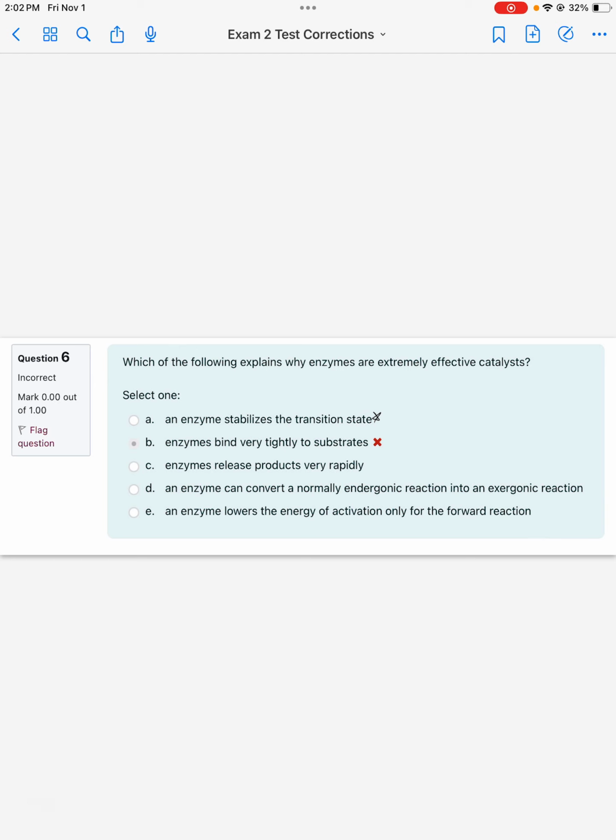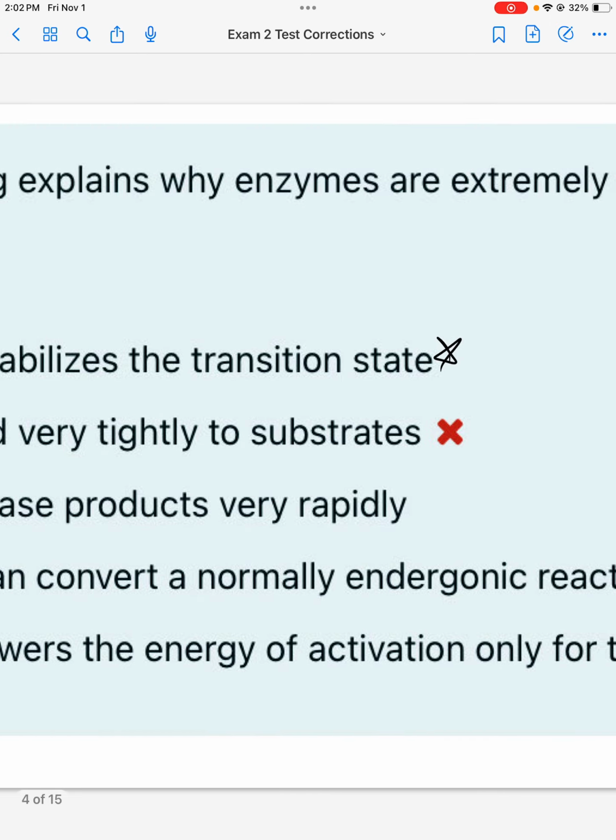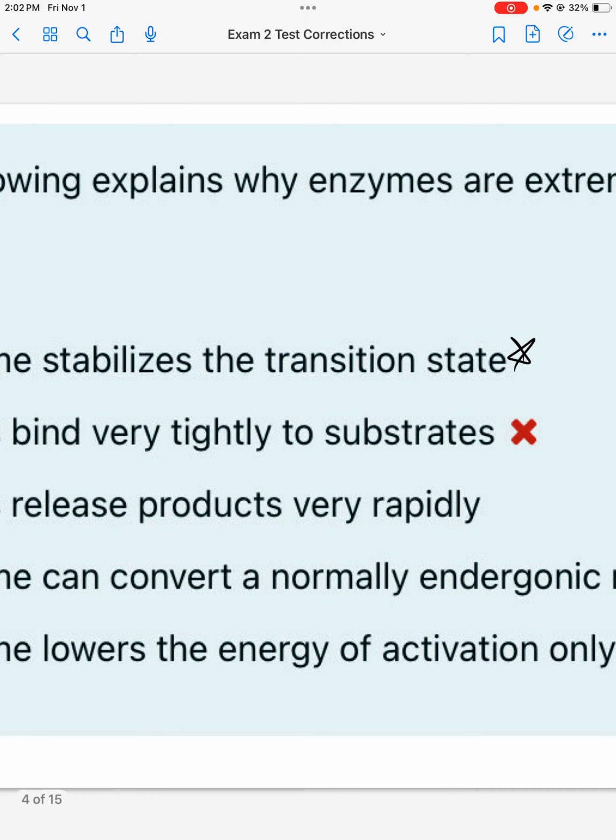For number 6, which should be letter A, it's stabilizing the transition state, so like the boat or the half chair, anything like that. When I was first looking at it, I thought it just said binds tight to the substrate. I didn't really read the first one, so it should be focuses on the transition state.